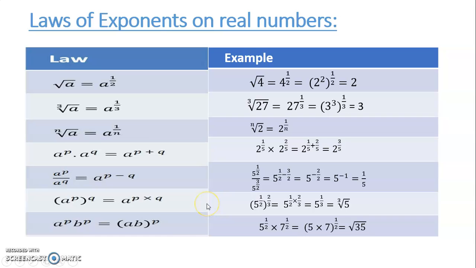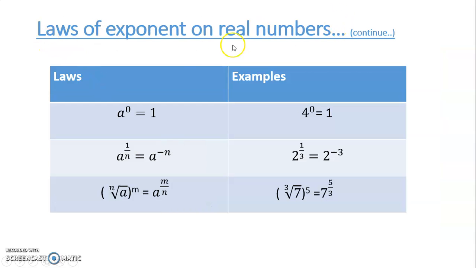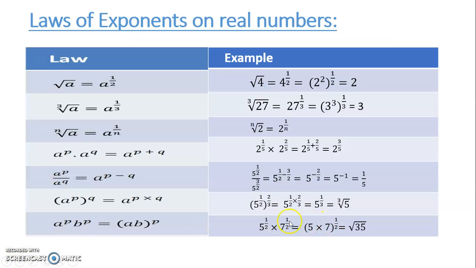Correct? Now let's see some more laws of exponents. That is, a raised to the power 0 is 1. So any number, rational, irrational, if the power is 0 or the exponent is 0, the value is equal to 1. Then a raised to the power minus 1 is the reciprocal. See, if the minus sign is there, if minus 1 is there, you have to take the reciprocal.